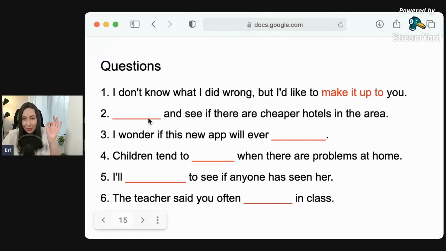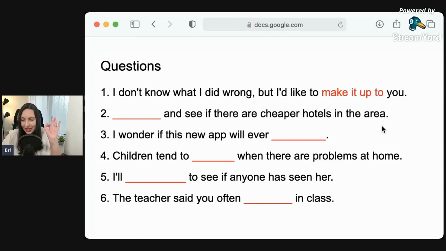Okay, let's try number two. And see if there are cheaper hotels in the area. Okay. And see if there are cheaper hotels in the area. Very good. Okay. Can you remember what would go for number two? Number two. Okay. And see if there are cheaper hotels in the area.